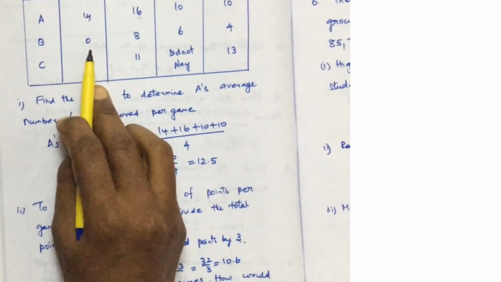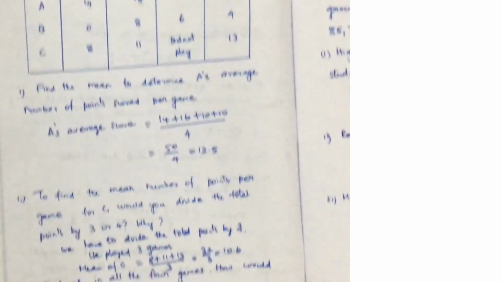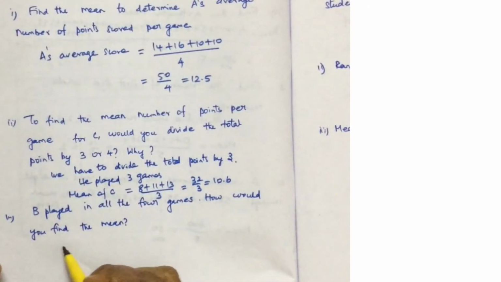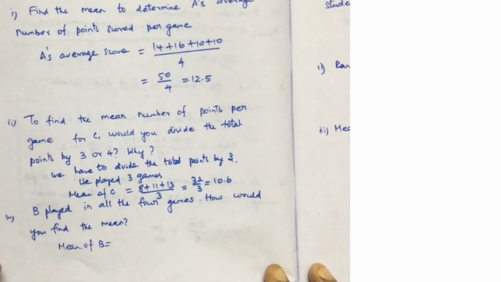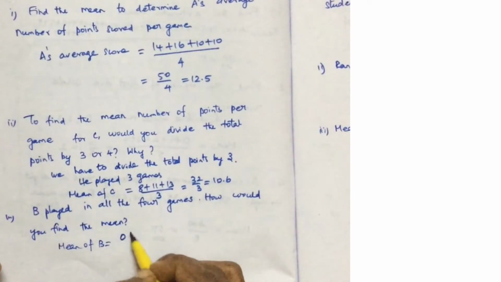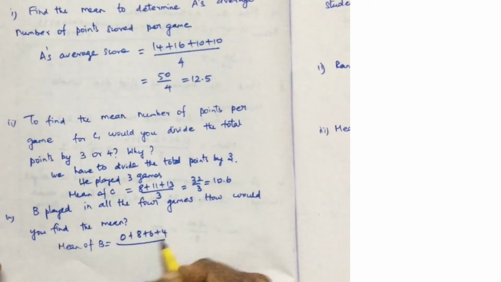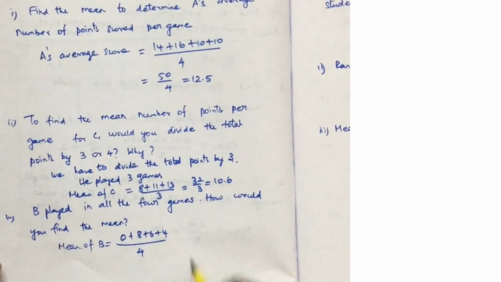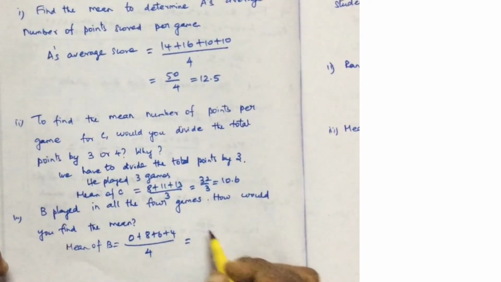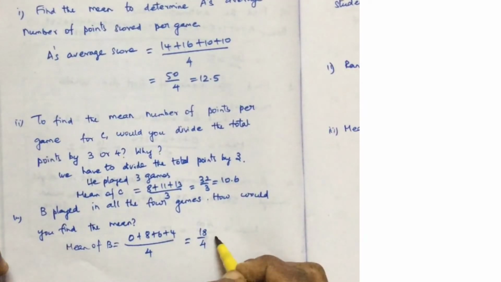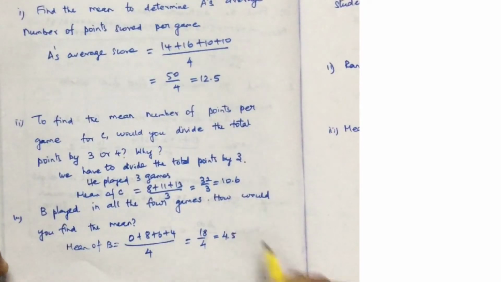Here we have to divide the total score by 4. So mean of B is equal to 0 plus 8 plus 6 plus 4 divided by 4, that is equal to 18 divided by 4, that is equal to 4.5.